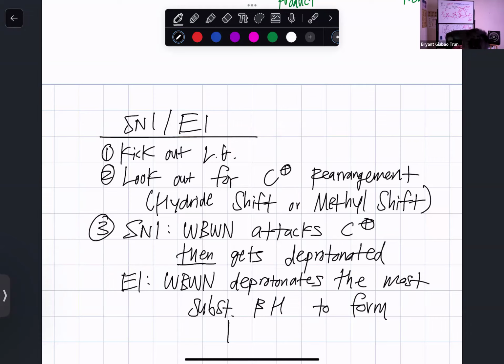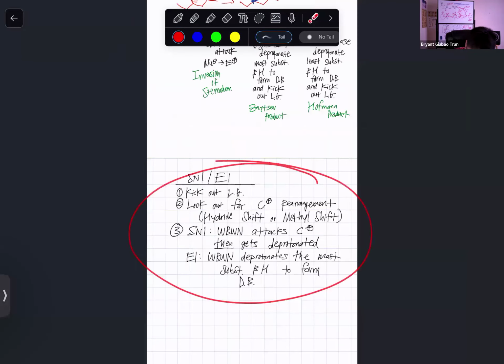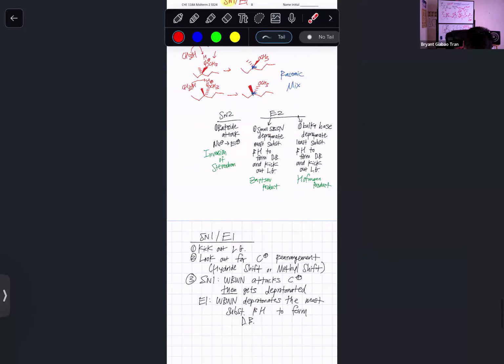a double bond. And I wouldn't worry about the cis and trans or EZ alkene because I don't think he'll tell you that. I'm not sure though, but I wouldn't worry about that for E1 because it looks like he's just focused on SN1, which is major over E1, right? So SN1 E1 is a multi-step reaction, and SN2 and E2 are one-step processes. DB will be double bond.